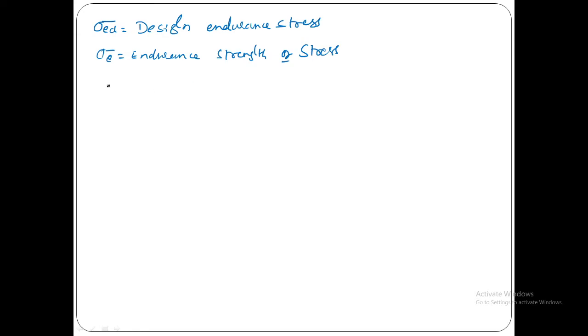Now, as you need to consider the effect of all these three parameters, that is, size factor, surface factor, as well as loading. So the allowable endurance stress, sigma E D or sigma E A, is equal to what? Sigma E into A into B into C. So what will we get? A, B, C sigma E.